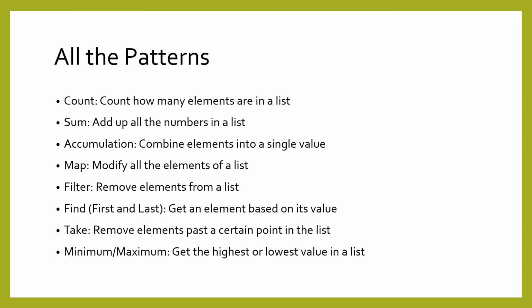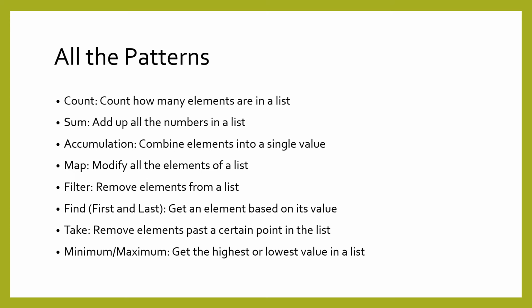The complete list of loop patterns covered in this chapter is shown here. As you can see, there are quite a few patterns. Let's quickly run through each one. The count pattern is used to determine how many elements are in a list, and works on any kind of list. The sum pattern only works on lists of numbers, in order to add them all together. However, the sum pattern is related to the accumulation pattern, which generalizes summing to other types like strings and booleans.